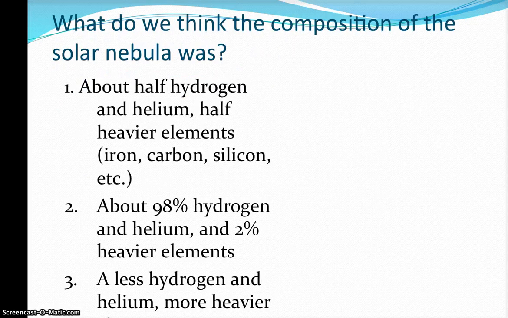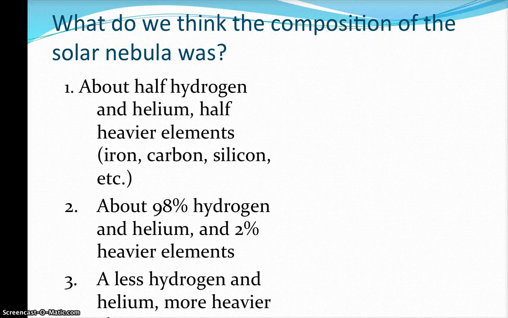So what do we think the composition of the solar nebula was? The solar nebula is basically what we think was there before our solar system formed. Nebula is used a lot in astronomy, and it actually refers to anything that has a non-distinct shape. Nebular sort of means just a big glob of something. So the solar nebula was a big cloud of dust and gas that existed before our solar system formed.